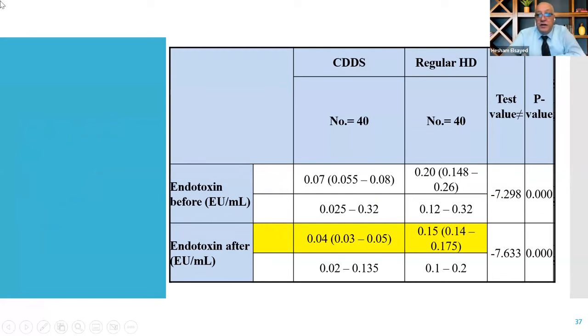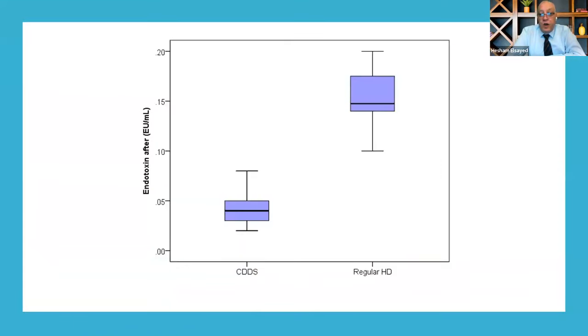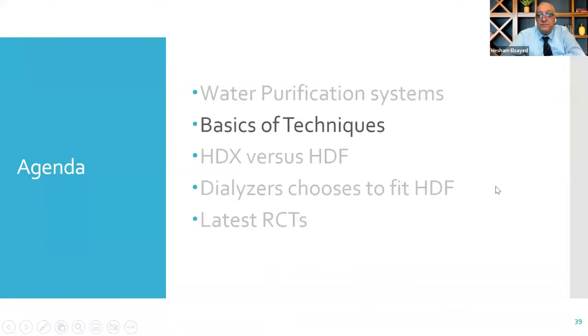We found that in the CDDS treated patients in one study, the endotoxin after was lower than expected. However, in a regular hemodialysis machine, it is 0.15. So we need to be more careful about regular hemodialysis according to the endotoxin level. Also, we found that in this study, the endotoxin level is lower than with the standard dialysis treatment water stations.